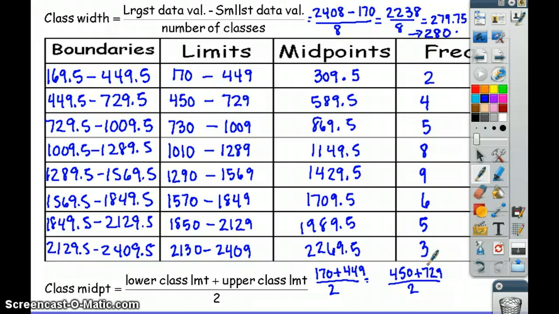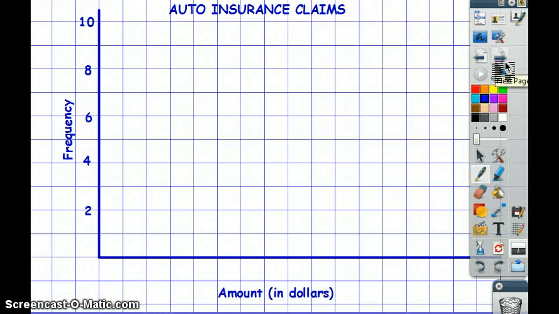Now that we have all of our data, we can go ahead and make our histogram. The frequency, once again, is already laid out for me, and I have a title, and the X and Y axis are named. So I'm just going to go ahead and skip a couple spaces and begin with my boundaries. So my lowest boundary is 169 and a half. I'm going to skip a space because I have room to spread it out. 449 and a half. 729 and a half. And continue marking these off until I have all my boundaries labeled.